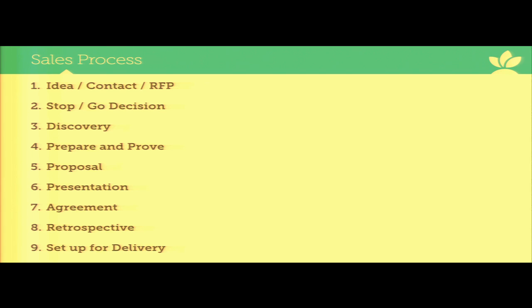But then you come to the agreement. And this is really key, and we'll talk a little bit more about this later on. But it's an agreement. So I call it an agreement rather than a contract because it has to be an agreement. Both parties have to be in agreement, and it has to be equal. But it has to state really clearly what the parameters of the project are and set the expectations. And all too often, the sales process tends to stop just before then.